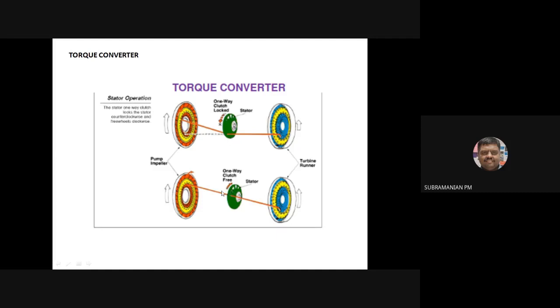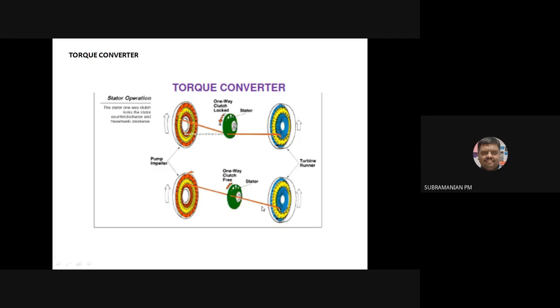So at that time I should allow my stator to rotate, so that while I am using the one-way clutch, I am releasing the stator. Now what will happen? Stator and impeller will be rotating in the same direction so that I am not interrupting the fluid flow. When I'm interrupting the fluid flow, then power is going to get lost at friction. The stator will consume that power. I'm allowing the stator to rotate.